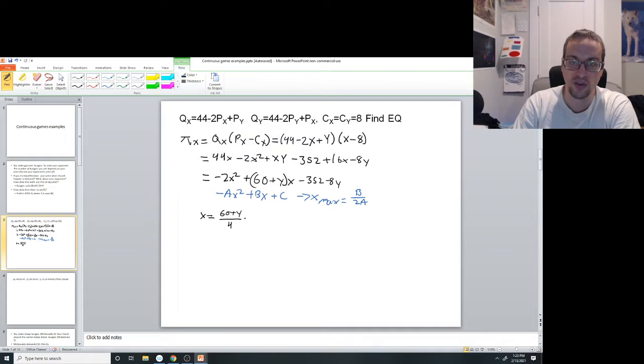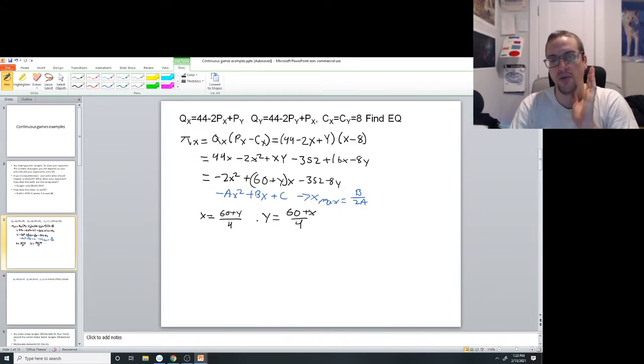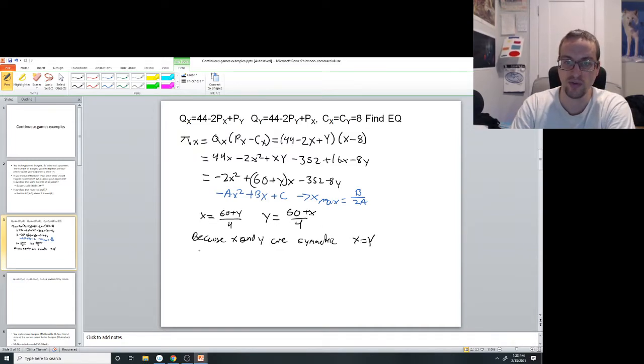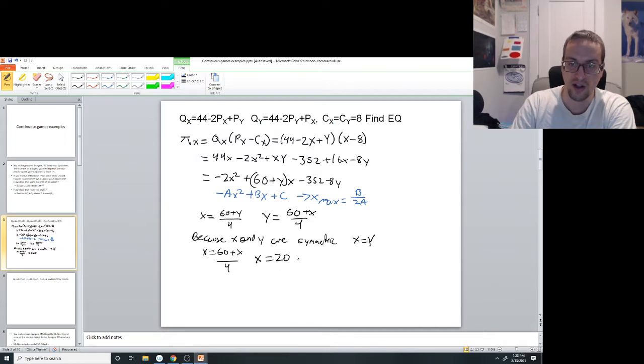We would also know that y is equal to 60 plus x over 4. It turns out we don't need that, but that's what you do for both of them. In this case we don't need to, because x and y are symmetric, so we can assume x equals y. Whatever is best for x is also best for y. So I get x equals 60 plus x over 4, which leads to x equals 20. Then y equals 20.